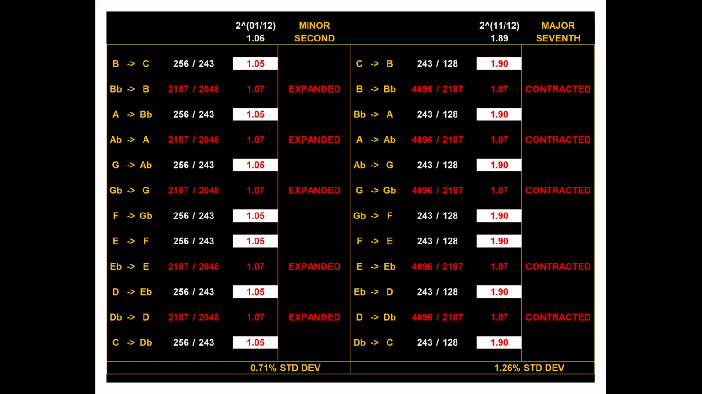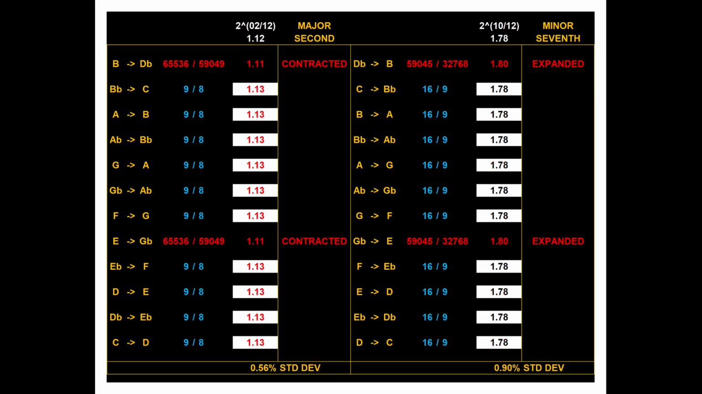Now at the bottom, I have standard deviation numbers listed. This tells you, as a whole, for all the minor seconds that can be generated in Pythagorean tuning, if we compare that to equal temperament, what is the error? We can see that it's 0.71% standard deviation for minor seconds, and 1.26% standard deviation for major sevenths. All right, so just keep that in mind as we look at all of these. I won't spend as much time on the rest of them, I just wanted to let you know how to interpret what you're seeing.